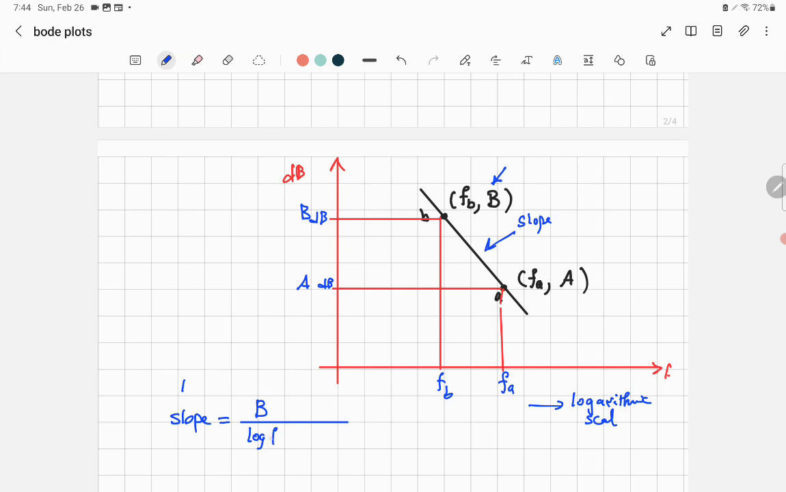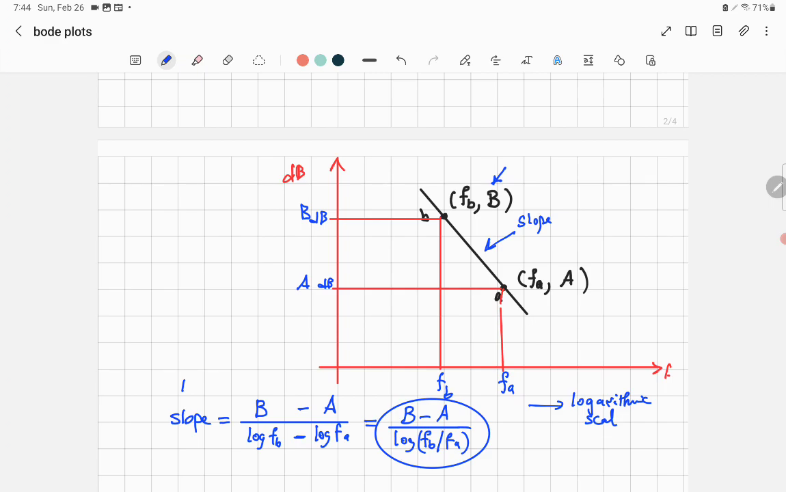That would be log FB. Why am I writing log FB? Because it's a logarithmic scale. Minus point A. This is the point A. It has the value A decibel, and I also subtract its corresponding frequency, log FA. So it will be B minus A divided by log, you can write it as FB over FA, because when you subtract logarithms it becomes a division. So that's a nice formula I used when I was a student to find the slope of any straight line plotted in semi-log paper. That's easy.